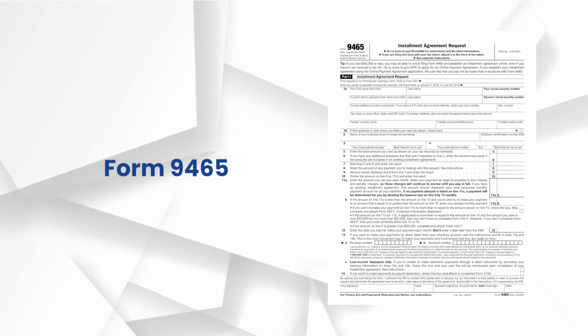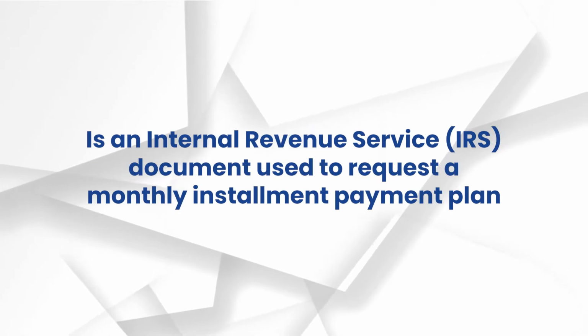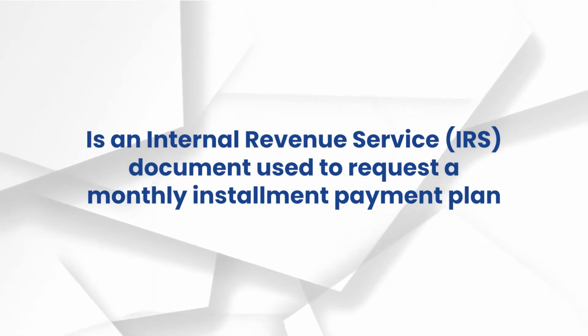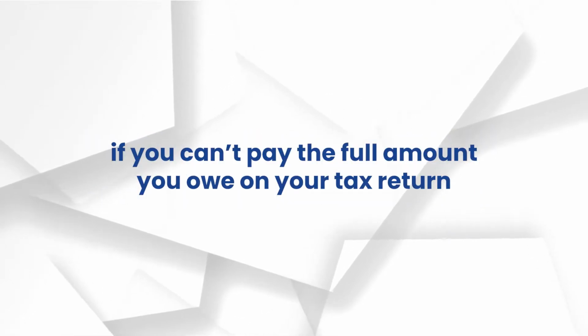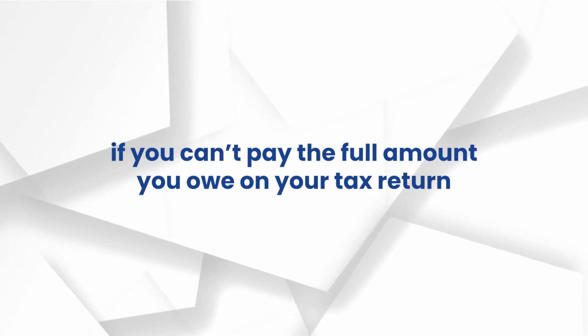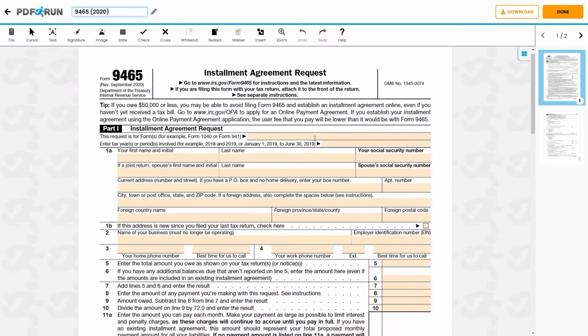Form 9465, officially the Installment Agreement Request, is an Internal Revenue Service (IRS) document used to request a monthly installment payment plan if you can't pay the full amount you owe on your tax return. To begin filling out this document, click on the Fill Online button. This will redirect you to PDFRun's online editor. This form is divided into two parts.